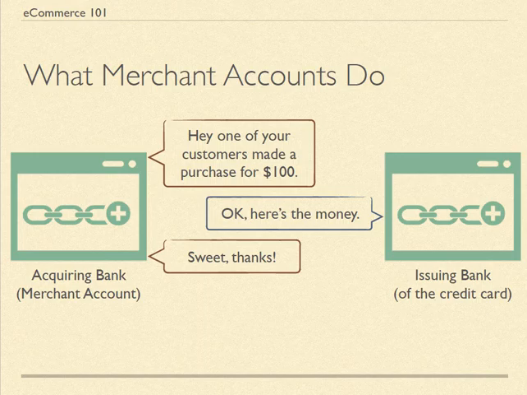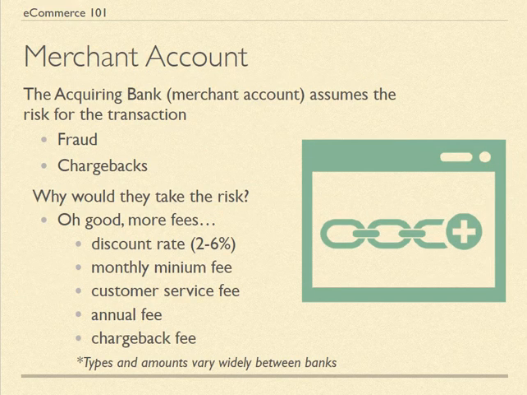So the acquiring bank, which is also the merchant account, is going to say, hey, one of your customers purchased something for $100. The issuing bank is going to say, okay, here's the money, and then the acquiring bank is going to verify that that actually did occur. Merchant account, also referred to as the acquiring bank, is going to assume the risk for the transaction. And the risk involved has to do with fraud and chargebacks.